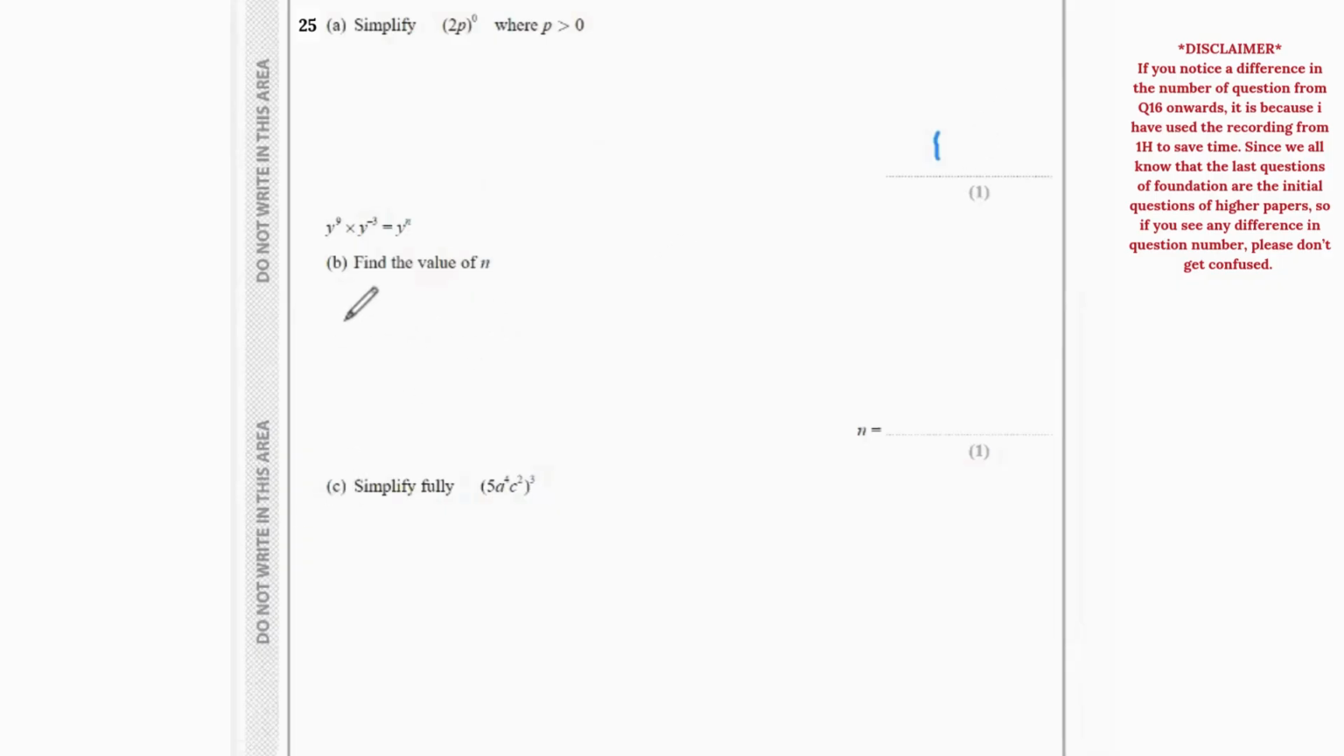Then it says y to the power of 9 times y to the power of negative 3 equals y to the power of n. Find the value of n. Whenever we have similar bases being multiplied, we add the powers. So it's going to be 9 plus negative 3 equals y to the power of n. Y to the power of 6 equals y to the power of n. Since the bases are the same on both sides, the powers are also equal. So n is 6.